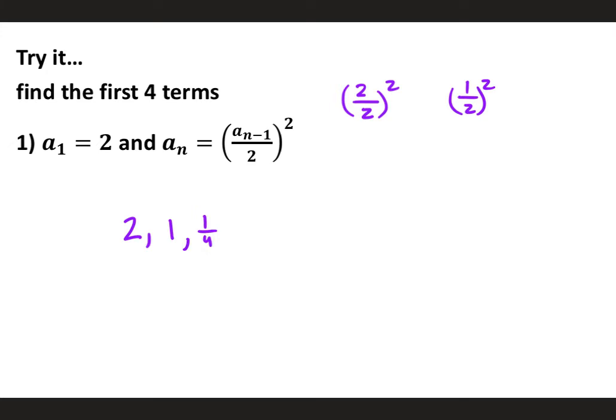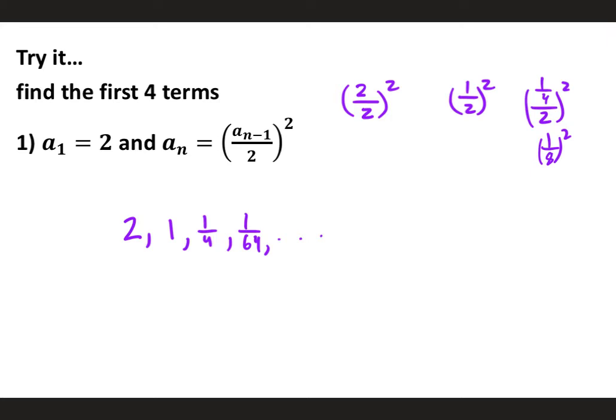Do it again. We're going to take the next term, 1/4, divide it by 2, and square it. A little more math here, that's 1/8 squared, which is 1 times 1 over 8 times 8, which is 1 over 64. And we can keep going with this process. We always just take the previous term, plug it in. So, right, this says this is the previous term. So if we're looking for the third term, we take the third minus 1, which is the second term, divide it by 2, and square it. Keep on going. You just use the previous term to get the next term.